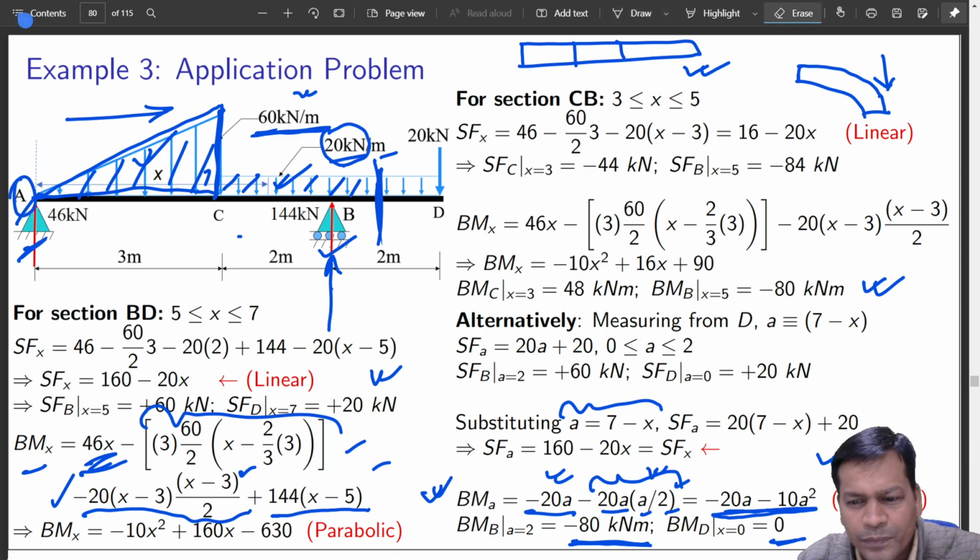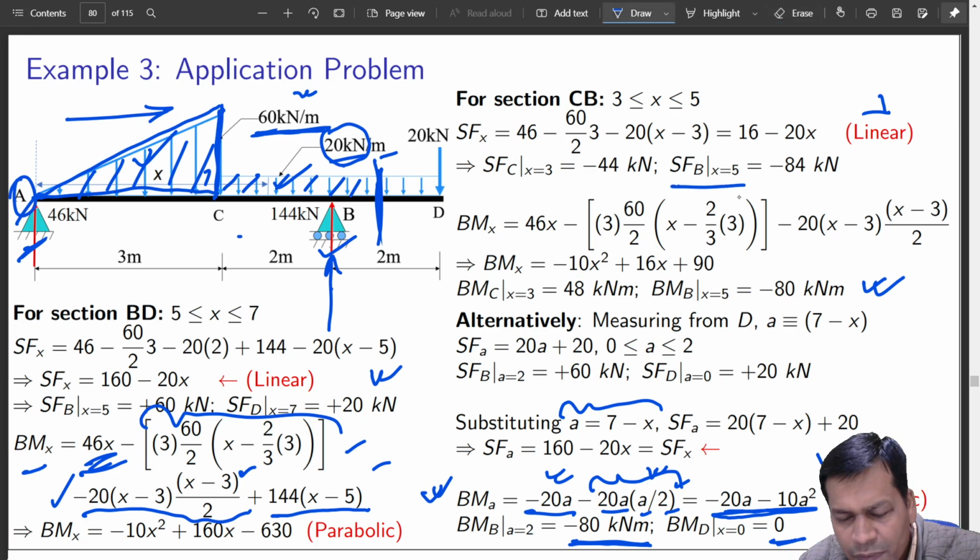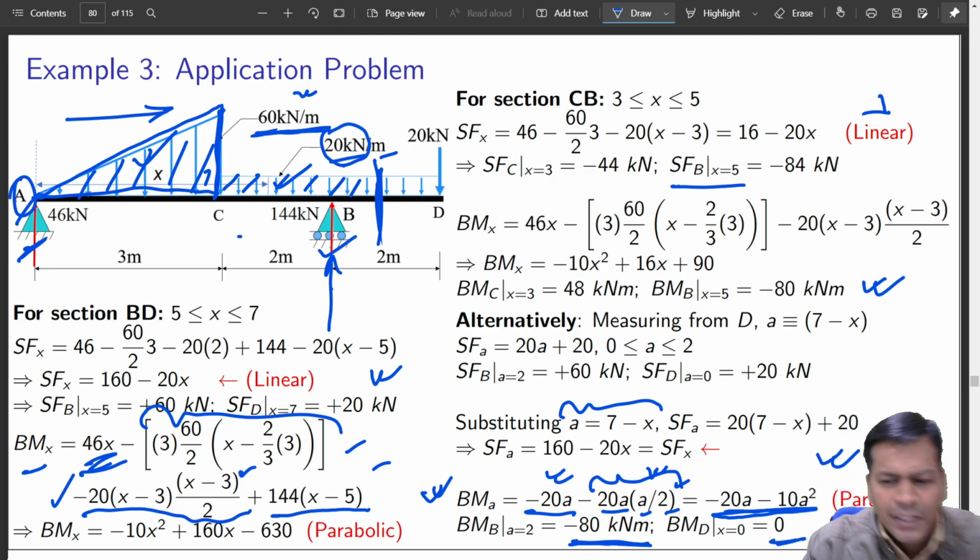Yes, point B. Yes, it should not be different. Yes, of course.